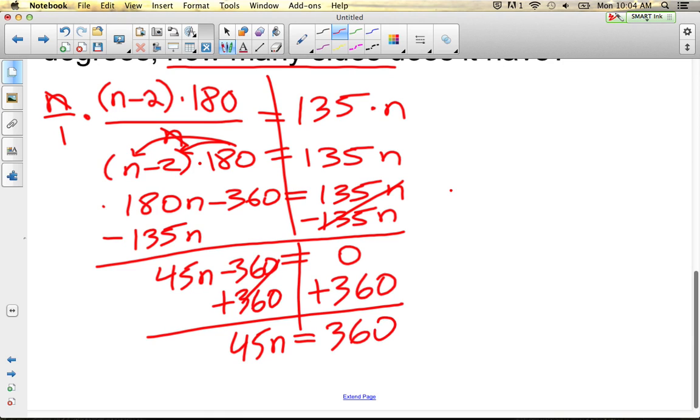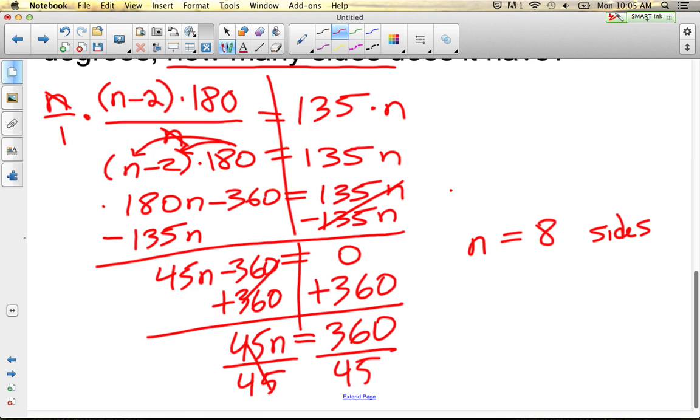45n is equal to 360. Not too much more work to do here. Divide both sides by 45. So n is equal to, I'll give you an opportunity to divide that. You should get 8, or 8 sides. And something with 8 sides is an octagon. And that's pretty much what we need to do today.